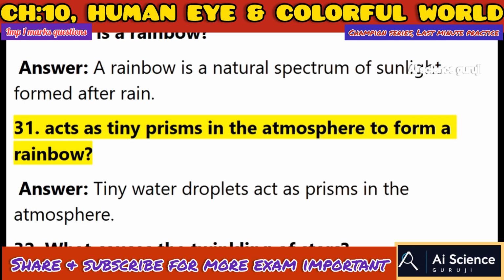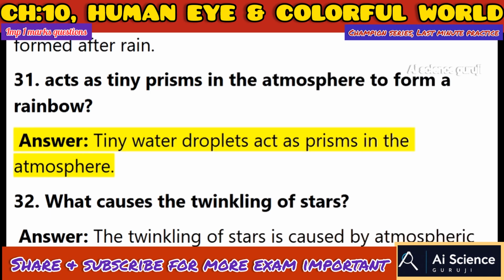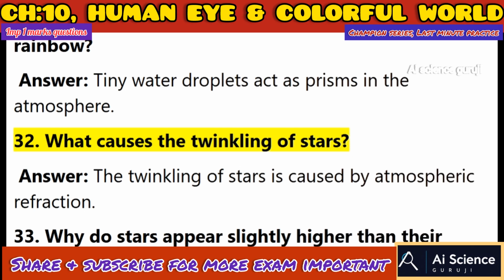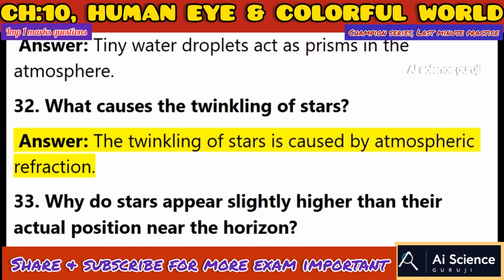31. What acts as tiny prisms in the atmosphere to form a rainbow? Answer: tiny water droplets act as prisms in the atmosphere. 32. What causes the twinkling of stars? Answer: the twinkling of stars is caused by atmospheric refraction.